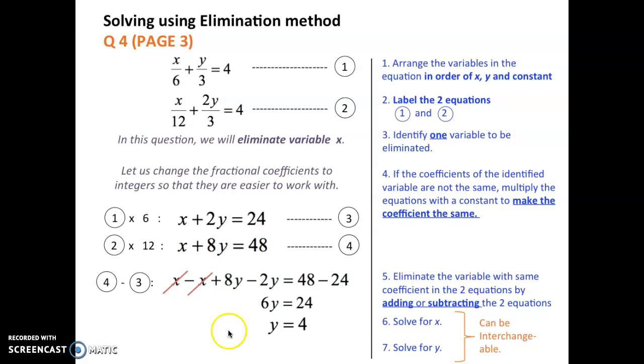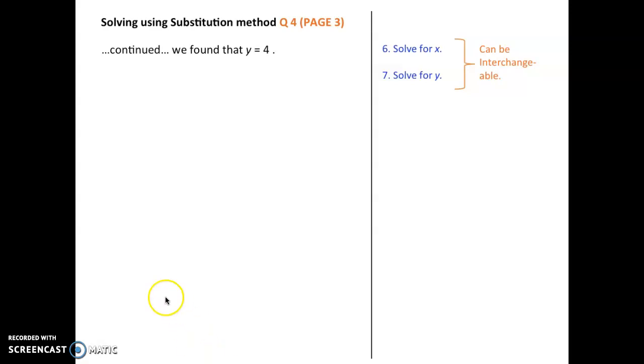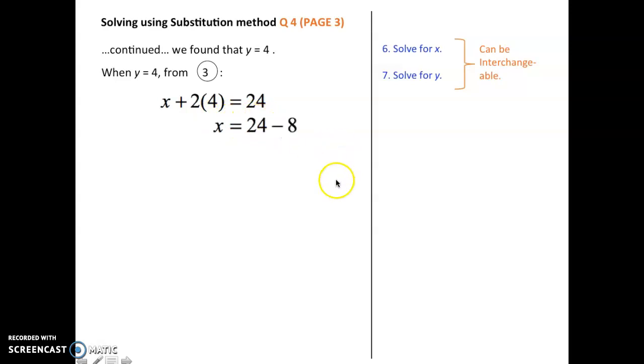So now that we have y equals to 4, we are going to put it back into equation 3. Okay, so from equation 3, we have x plus 2y equals to 24. So now we know that y is 4. We will have x plus 2 multiplied by 4 equals to 24. Working this out, we have 24 minus 8, because when you bring it over to the right hand side, your sign changes. And you'll find out that x is actually equals to 16.